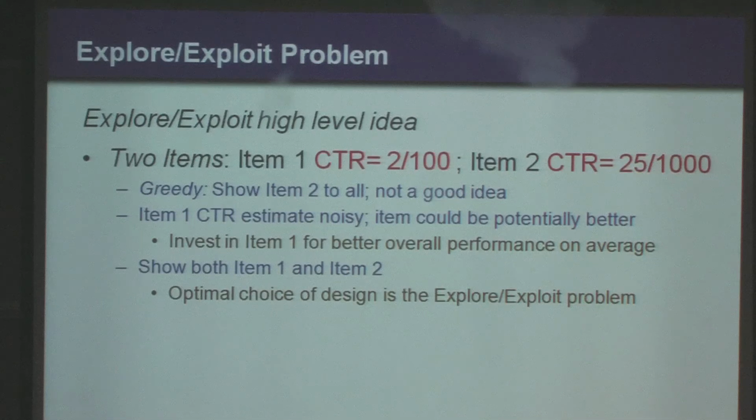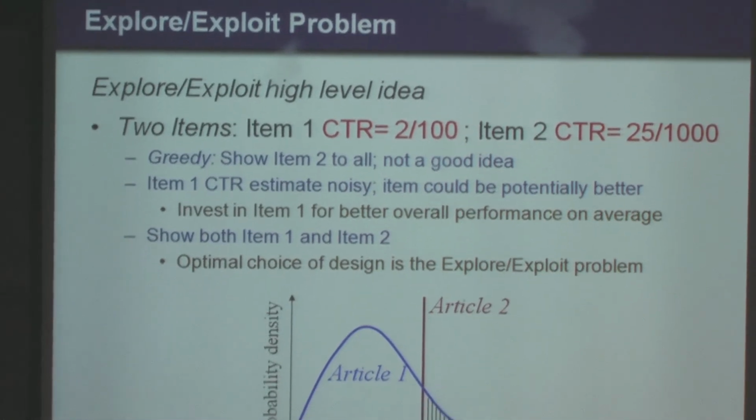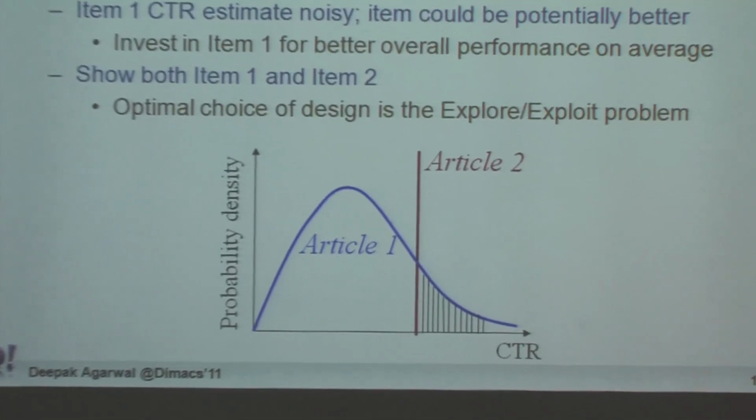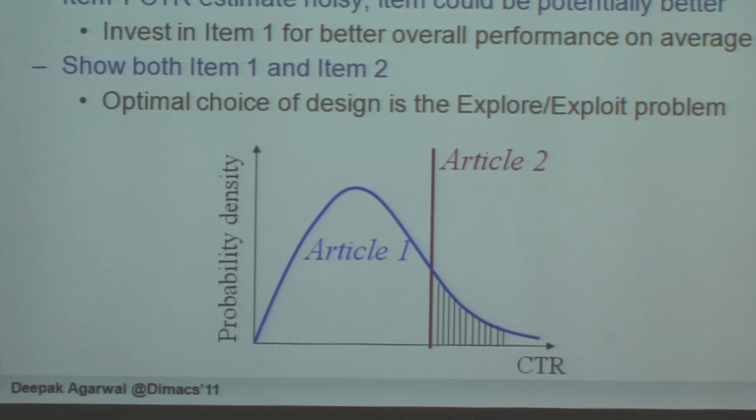Now if you adopt a greedy approach, you're always going to show item 2 to everyone and not even consider item 1. That's not a good idea, because although the empirical CTR of item 1 is smaller than item 2, there is more statistical variation in item 1, right? It has the potential of being better than item 2. So if you look at the statistical distribution of article 1 and article 2, there is a probability that article 1 is better than article 2. So not showing item 1 at all after getting that empirical statistics is not a good idea. You should explore item 1.